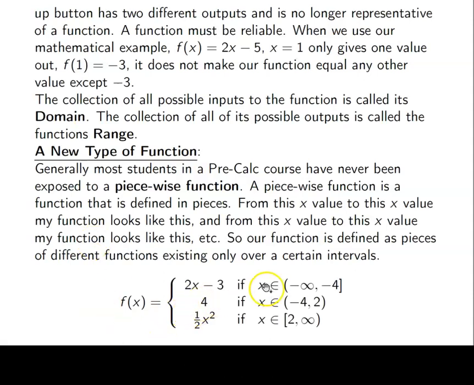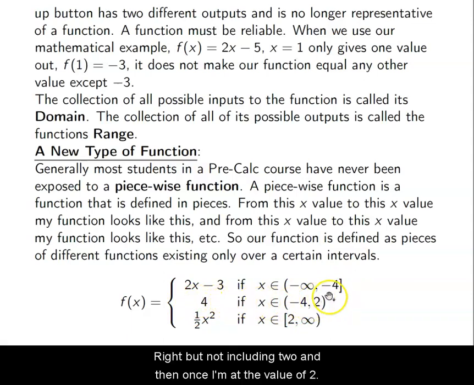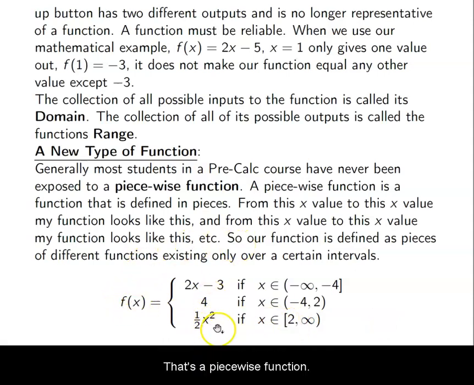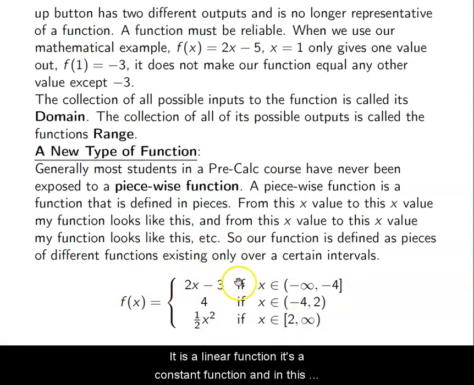So here's an example. If I'm going from negative infinity to negative 4, including negative 4, this is the value of my function. After negative 4, but not including that point, I have a value of 4 all the way until I get to 2, but not including 2. And then once I'm at the value of 2, I have the value of 1/2 x squared. And then from there all the way to infinity, this is the values that my inputs put out. Okay? That's a piecewise function. It is a linear function, it's a constant function, and in this case, a squared function over its entire domain.